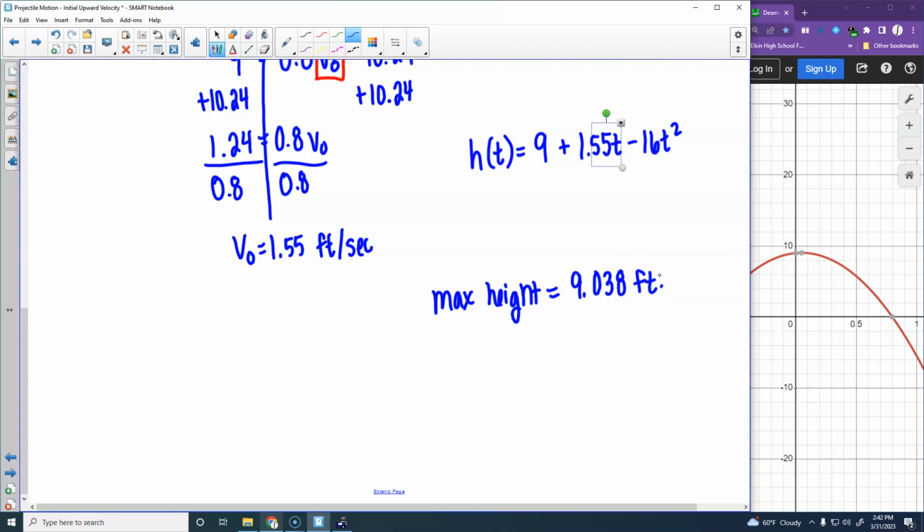1.55 feet per second is barely nudging something in the upward direction there. Oh, sorry, excuse me. All right, questions?